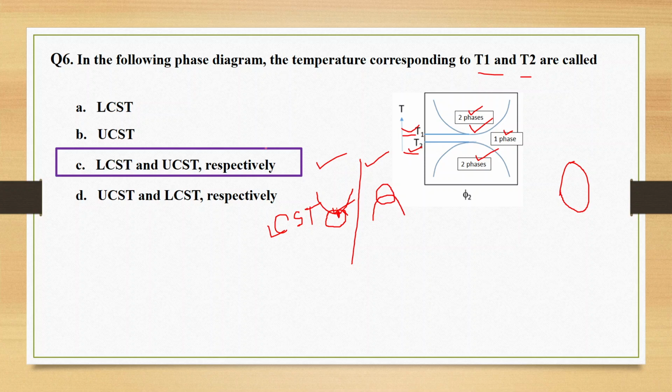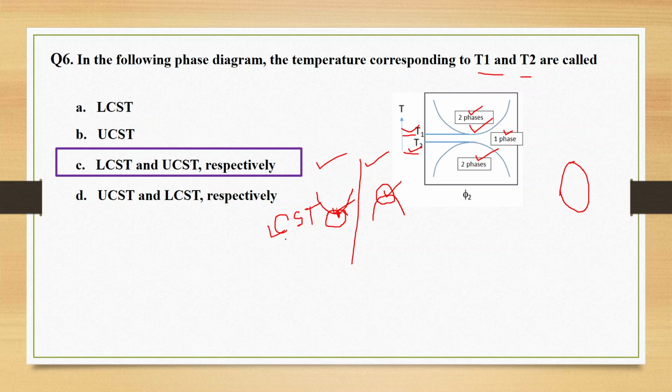And UCST means upper critical solution temperature. So when the critical temperature appears in the upper part of the curve, right? So this is your upper part of the curve. Whenever this happens, that is UCST. This is just so that you don't get confused and can easily answer.